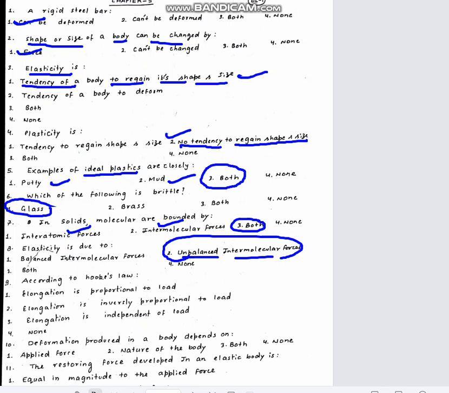Next is, according to Hooke's law. So Hooke's law states that stress is proportional to strain. So elongation is proportional to load. Next is, deformation produced in a body depends on applied force, nature of the body, or both. So it depends on both. So third will be correct over here.